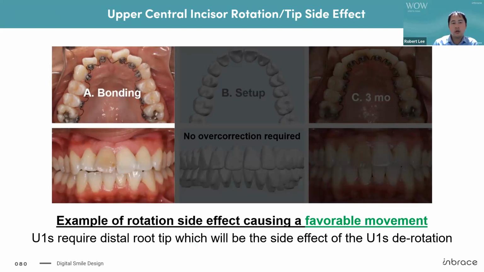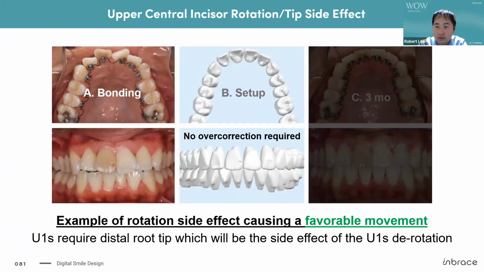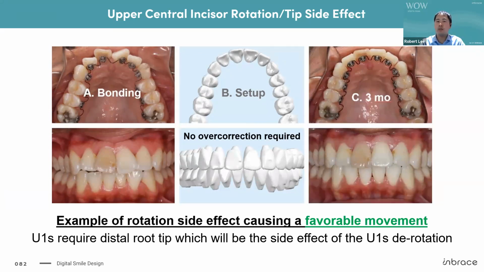So in this scenario here, both upper centrals start with excessive mesial root tip. If you were doing this with aligners, for example, you would add a pretty good amount of distal root tip overcorrection to fix the tip. But in this case, we added actually no overcorrection, even though they're very excessively tipped. And within 3 months, actually the tip resolved very easily along with the rotation overcorrection. And the reason why is the rotation tip side effect, because it's favorable.